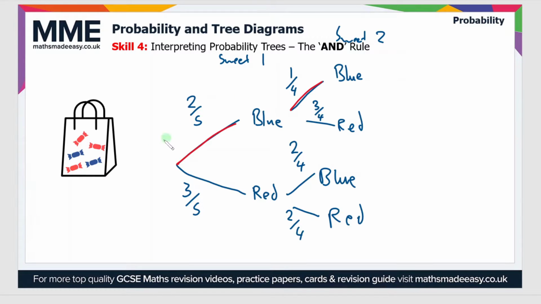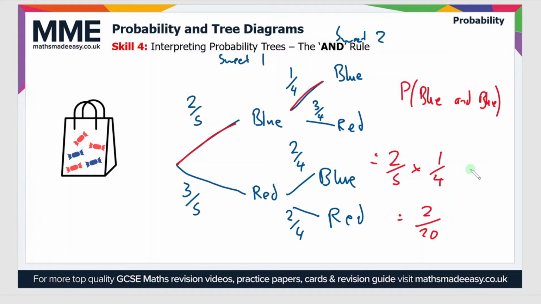Well, if we want to find the probability of a blue sweet and another blue sweet, so we'll call it P, blue and blue, then what we do is we multiply the two probabilities together. So that gives us 2 out of 5 times 1 out of 4. Now when you're multiplying fractions, you multiply the top and the bottom separately, so that gives us 2 out of 20, or you can express that more simply as 1/10.